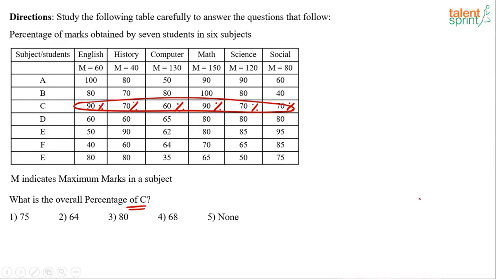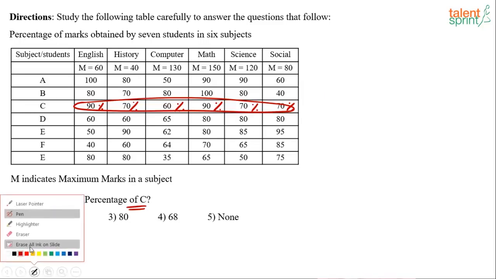Right? So what do you have to do? Find out the total marks divided by the total maximum marks to get the answer. Okay? So let's do that. Now it's about calculations, right? I mean 90% of 60, so 54.